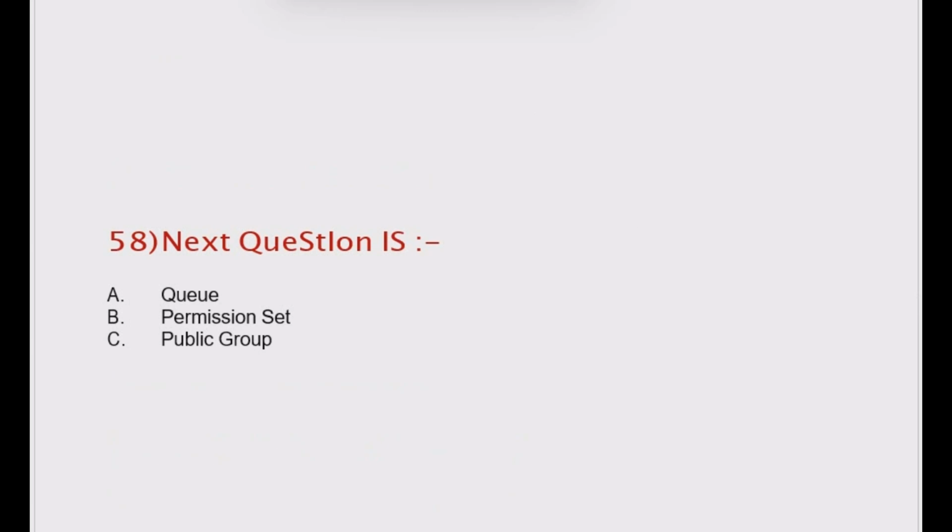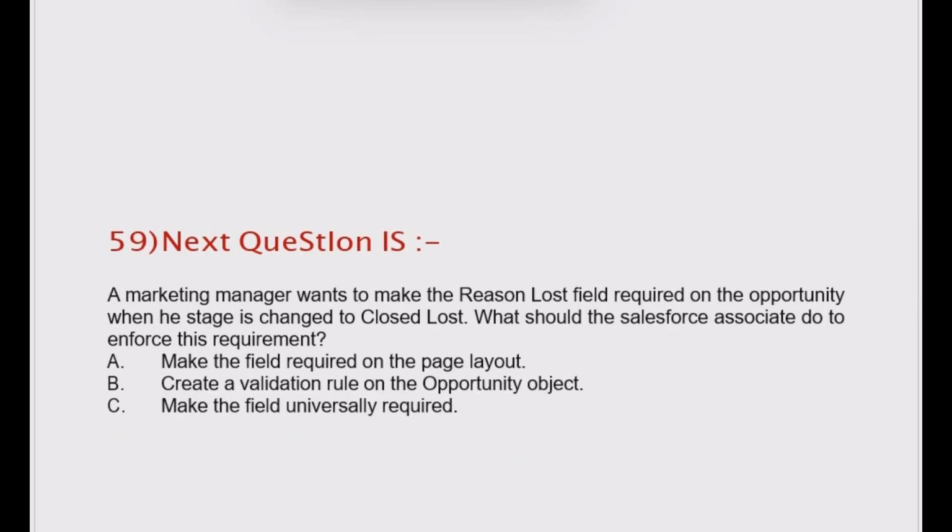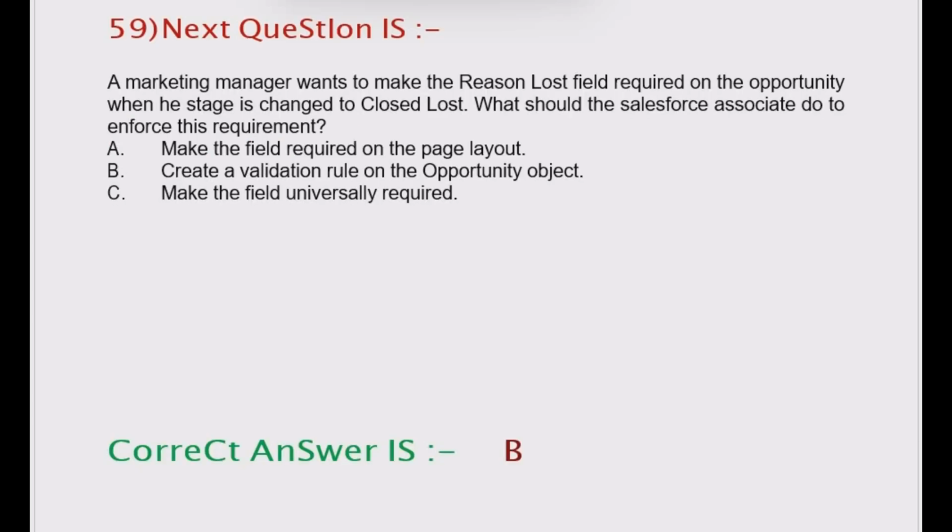Question is, a marketing manager wants to make the reason lost field required on the opportunity when the stage is changed to closed lost. What should the Salesforce associate do to enforce this requirement? Option A. Make the field required on the page layout. Option B. Create a validation rule on the opportunity object. Option C. Make the field universally required. Correct answer is option B.